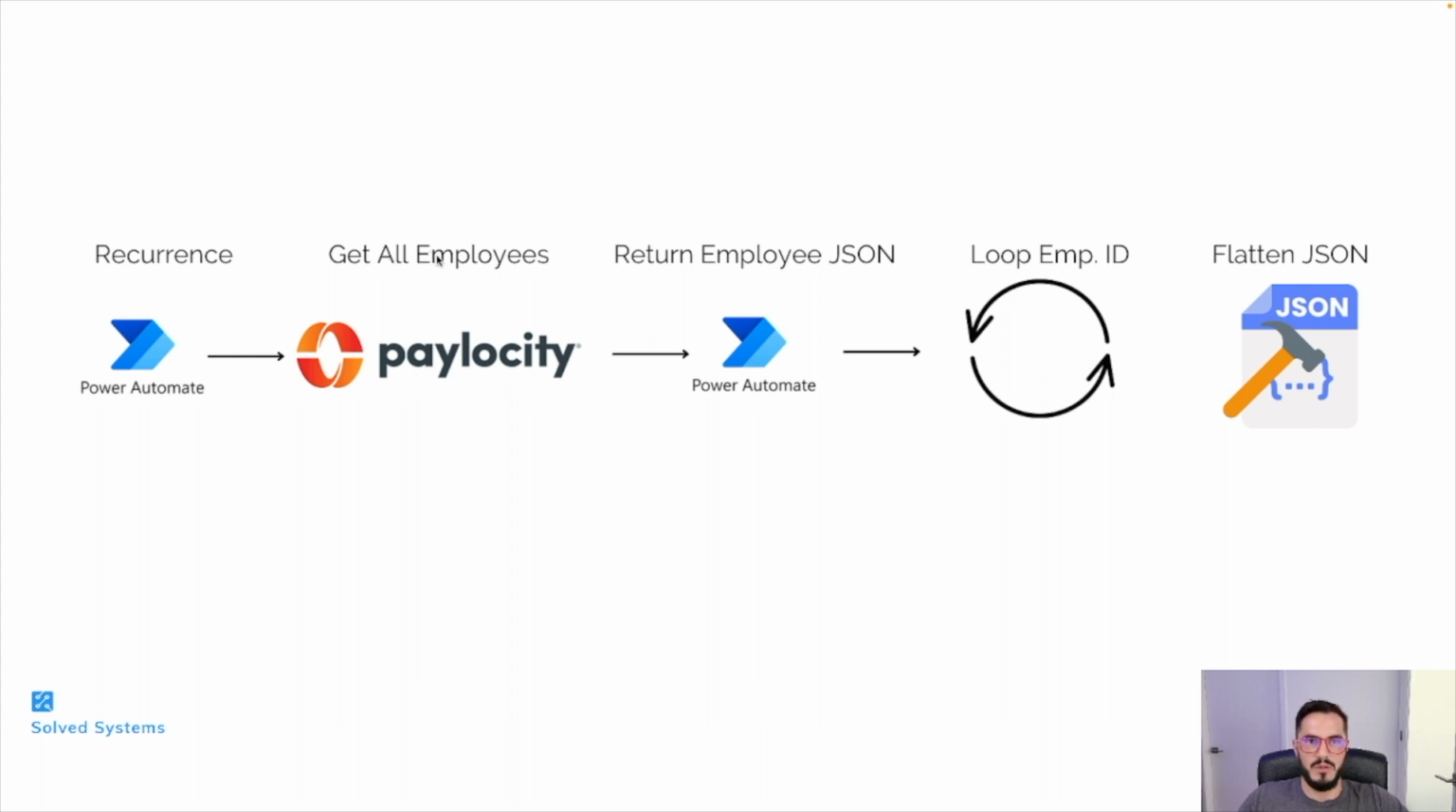Then we have get all employees. So what this is going to do is call the Paylocity endpoint for all employees, and we're going to bring that back into Power Automate. From there, we're going to return that JSON and loop through each ID. This endpoint is going to give us a series of IDs within our Paylocity instance, and we're going to have to loop through each ID. Then we're going to have to make another API request, getting each individual employee, and then appending that, which is just adding all of the employees to one file, which in essence flattens the JSON, makes it much easier to deal with, much easier to integrate with systems like Power BI or post to a blob, etc.